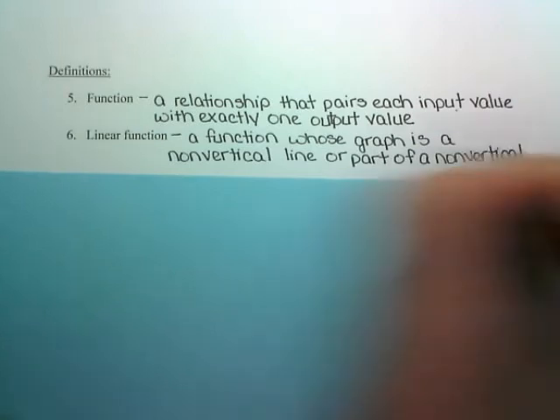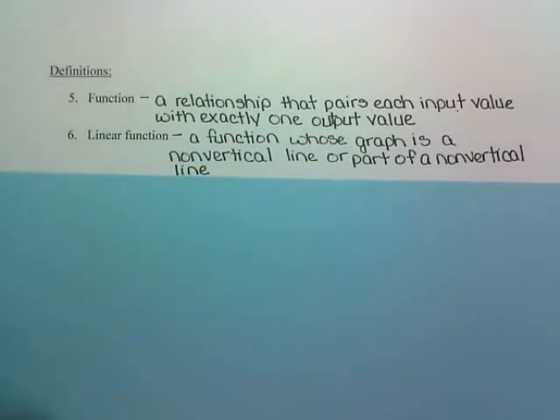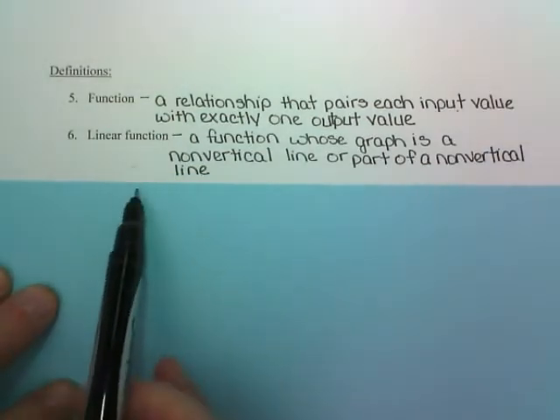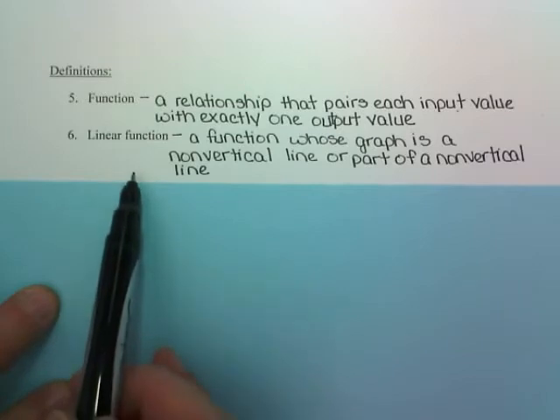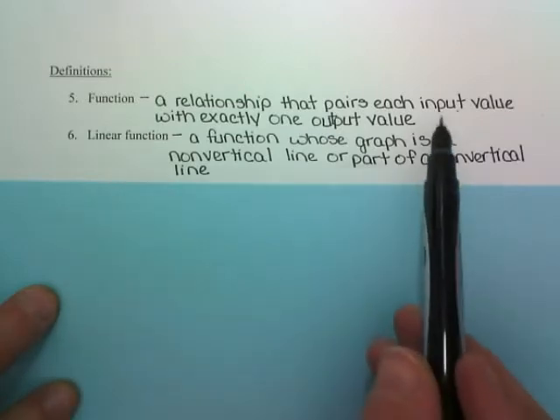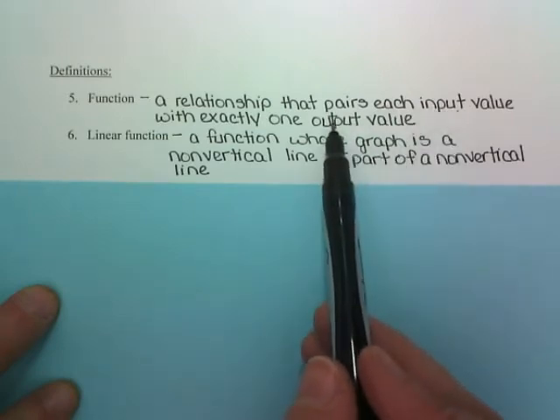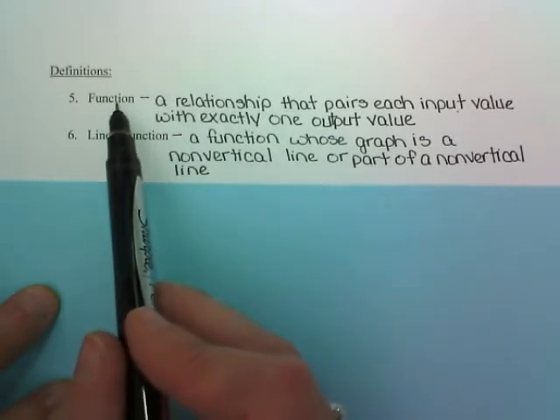Now, think about what vertical lines look like. They run north and south. If you have a vertical line that runs north and south, that means that for that one x value, you have infinitely many y values. So basically what it's saying is a vertical line, you have one input and infinitely many outputs. So a vertical line is not a function. It does not meet the requirements of this definition.